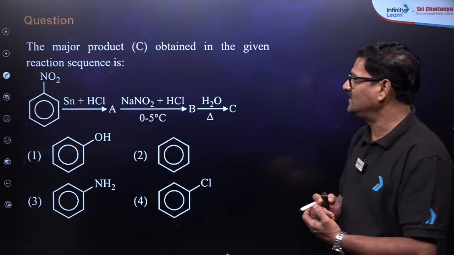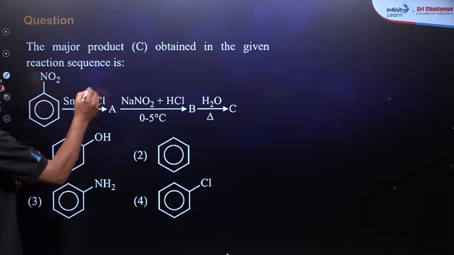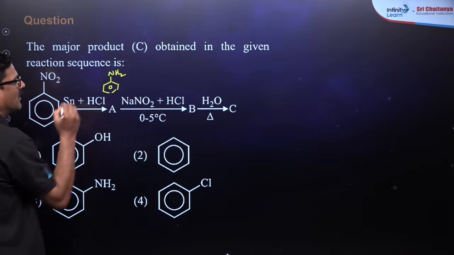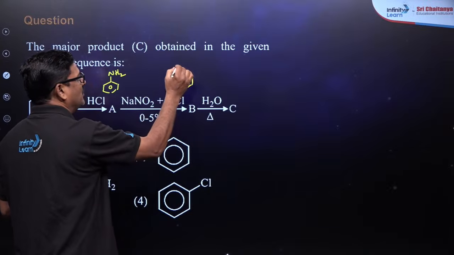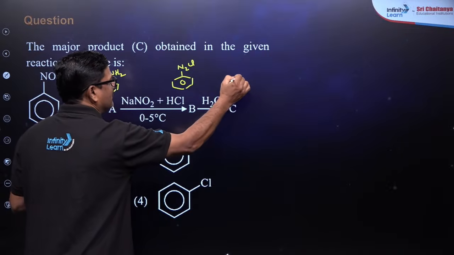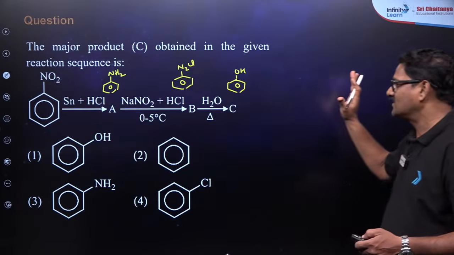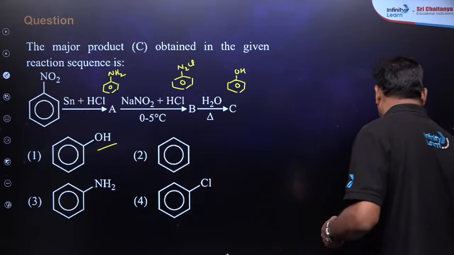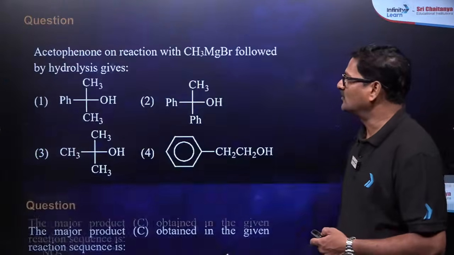And one more question here: the major product obtained in the sequence of reactions. Nitrobenzene with Sn/HCl, you are going to get aniline, NH2. NaNO2 HCl, you are going to get diazonium chloride. H2O, I will get a beautiful phenol. Are you getting it or not? Bacho, clear? So the answer for this question is going to be phenol. The first option is the correct answer. Yes, that's correct.